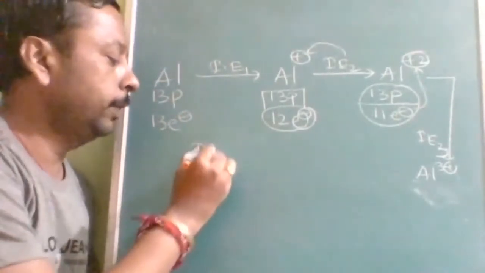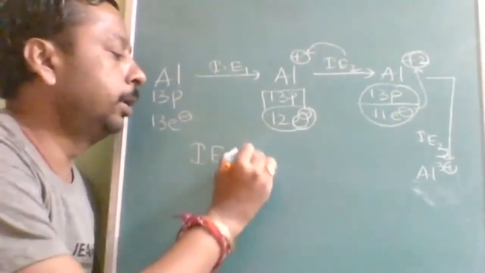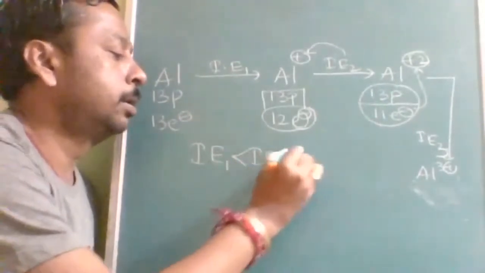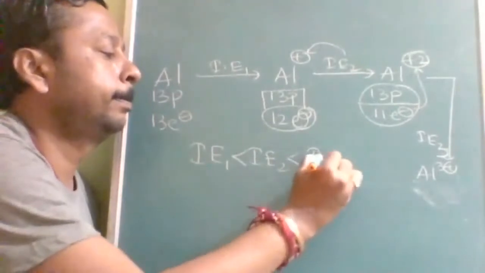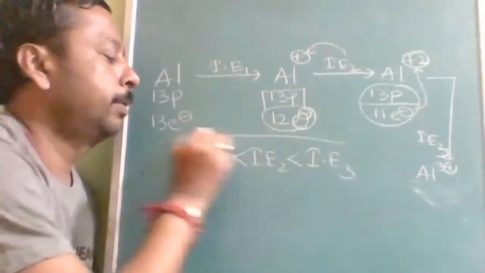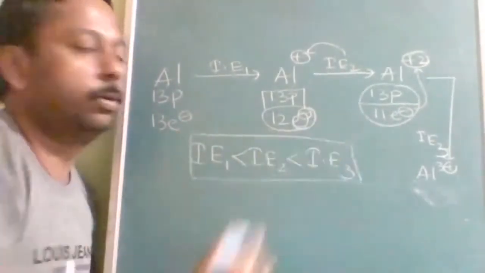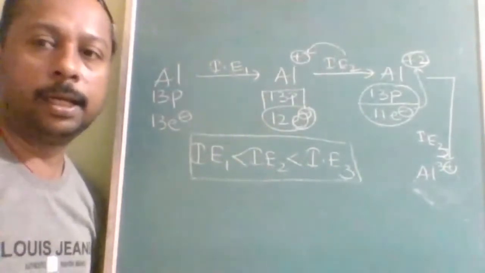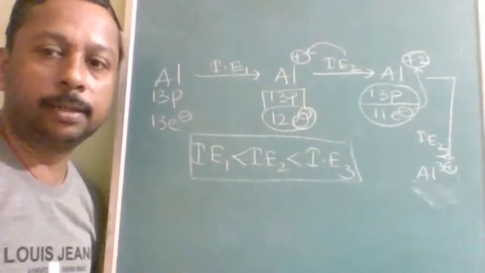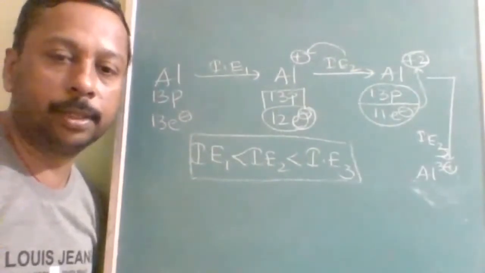Okay. Is this explanation clear? Why IE1 less than IE2 less than IE3? Okay. Due to increase in attraction per electron by the proton. Okay. This is the reason.